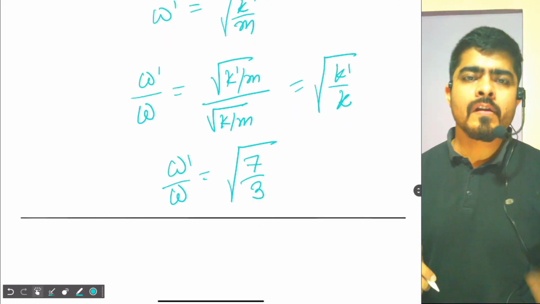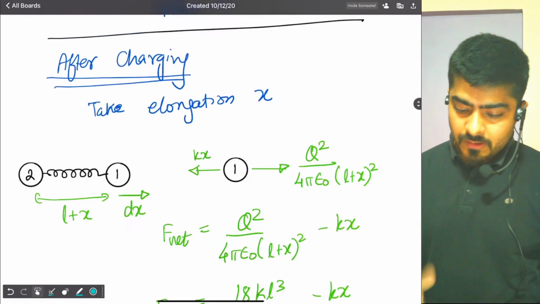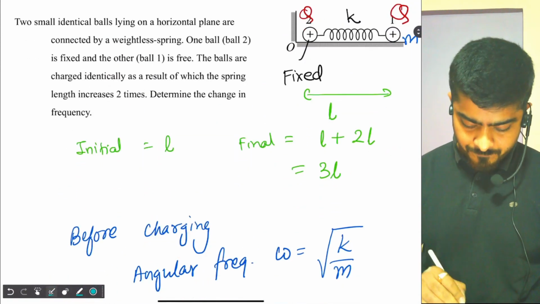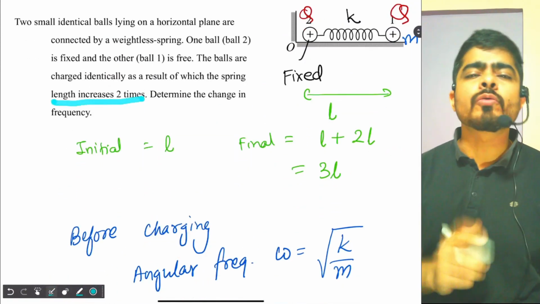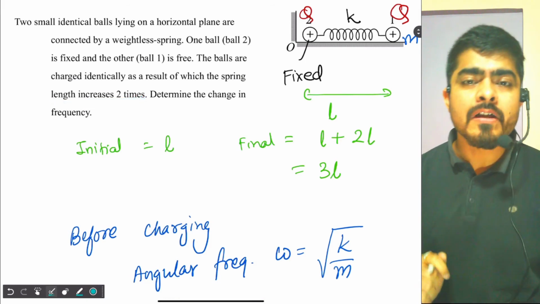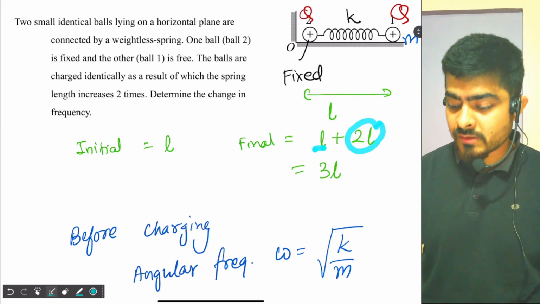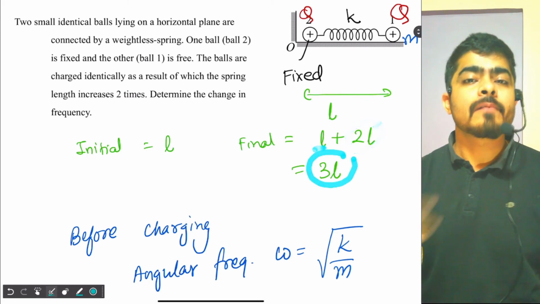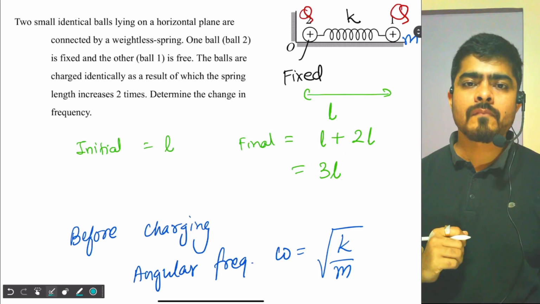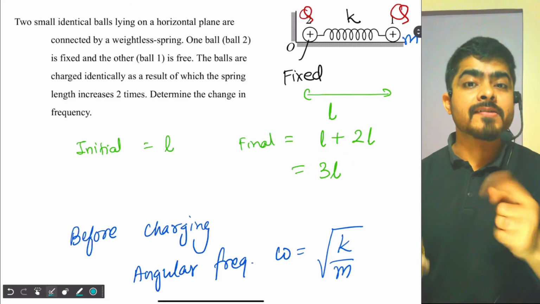However, I want to add one more thing over here. In the question, what does it say? The length increases 2 times. This is slightly ambiguous. What I have taken is the length increases 2 times from original, so the new equilibrium length is 3L. But there's also a possibility that the author of the question means that the final length is 2L.